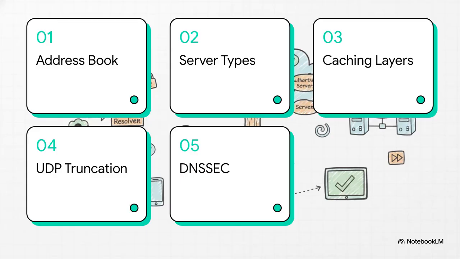Here is our roadmap for today. We'll start with the Internet's address book, look at recursive versus authoritative servers, dive into the hidden caching layers, and then wrap up with UDP Truncation and securing the whole thing with DNSSEC. Okay, let's get into it.